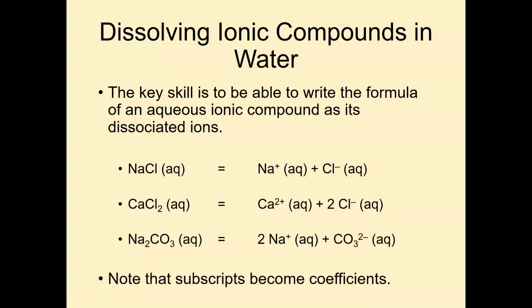And so what I really want you to see here is that subscripts are becoming coefficients. When I take that thing and write it as its dissociated ions, the subscripts here, 1 and 1, become the coefficients, 1 and 1. Here the subscripts are 1 and 2, so now the coefficients are 1 and 2. Here the subscripts are 2 and 1, remembering again that carbonate's a polyatomic ion. So here the coefficients are 2 and 1.